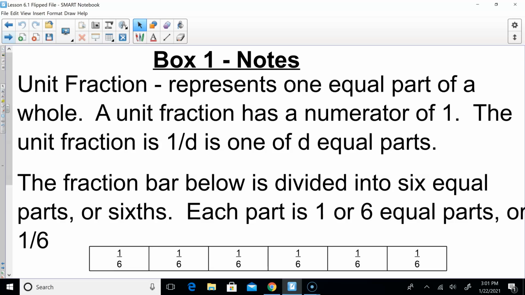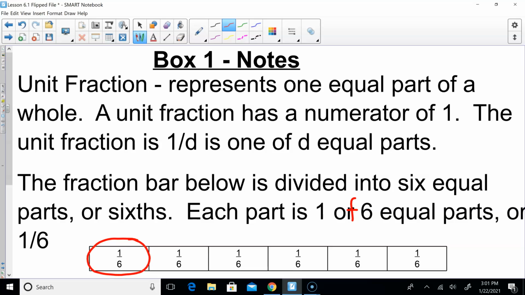Now that's really confusing, so we're going to show you some pictures and break down some other keywords to help us get a better understanding of what this is. We're going to talk about a fraction bar right now. The fraction bar below is divided into 6 equal parts, or sixths. Each part is 1 of 6 equal parts, or 1/6. So this right here is a unit fraction, 1/6, because it's one part of the whole.